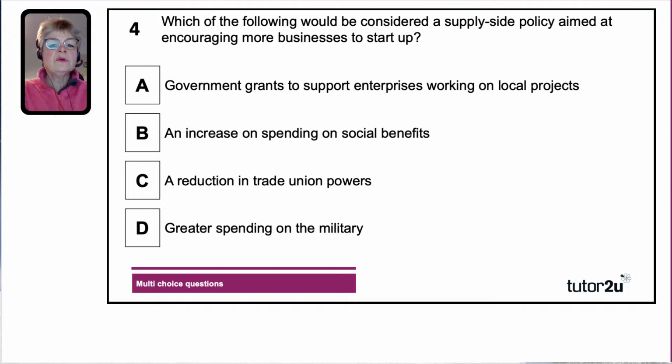What I want you to do is to think about business startups. So in question 4, the answer that you might be tempted with is actually C, a reduction in trade union powers, because of course that would free up labour markets. But the reason you know it isn't trade union powers, answer C, is because trade unions are associated with big established companies. And in the question, it's talking about startups. So that's your red herring. That's the one that's completely wrong.